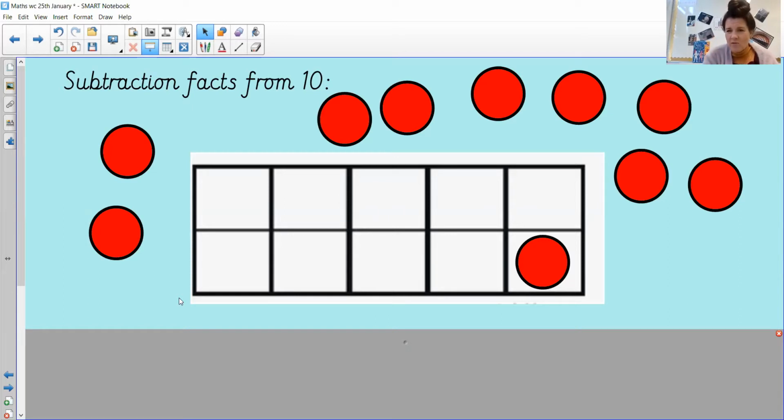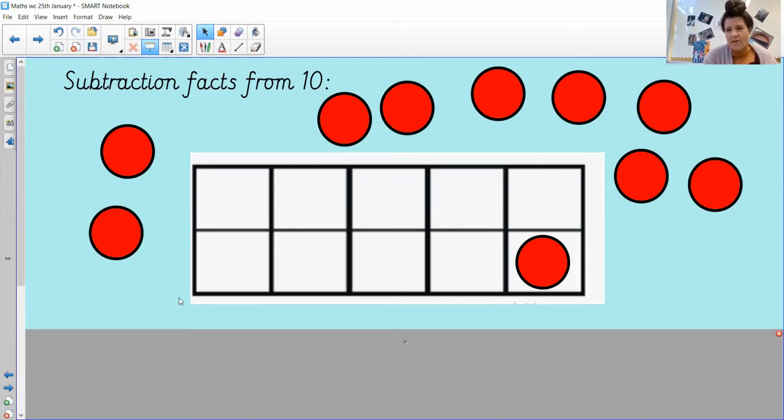So have a little think with your grown-ups. Can you think of a story that can show what's gone on in our tens frame? Can you have a think of a story? I'll give you 2 minutes. And you might think about the subtraction fact that I've shown, so how I could write that down, okay, to tell the world what's gone on. Off you go, 2 minutes.